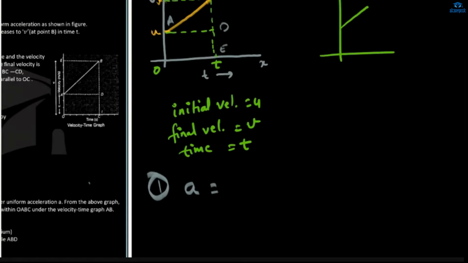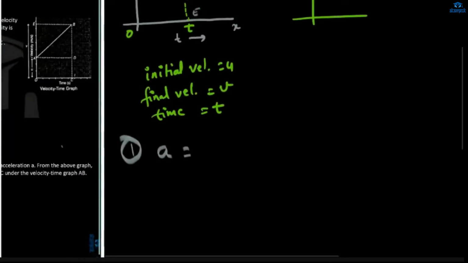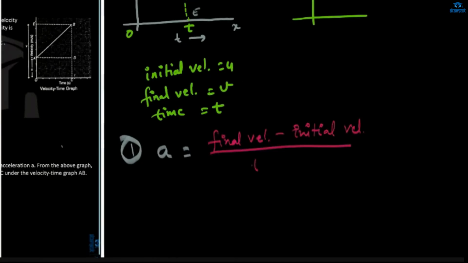V minus U upon T. Everyone knows the formula for acceleration that we have read so far. It is final velocity minus initial velocity upon time, or we can write change in velocity upon time.